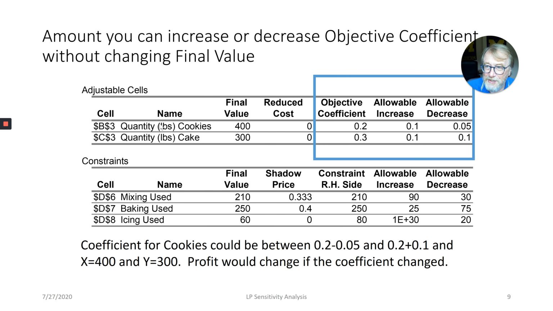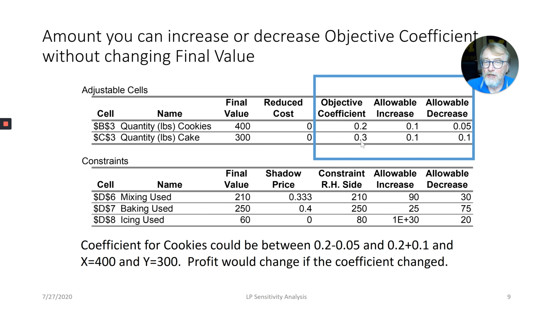If you just focus in on cookies, we could change the coefficient for cookies from 0.2 all the way up to 0.3, 0.2 plus 0.1, and we'd still have the same final value for 400 and 300. It wouldn't change what the optimal solution is. And the same thing if you decreased it. We could take 0.2 minus 0.05, decrease it by a nickel, and it wouldn't change these two coefficients.